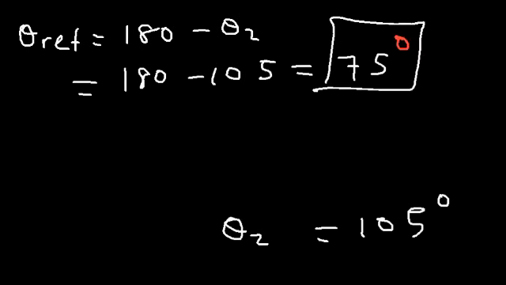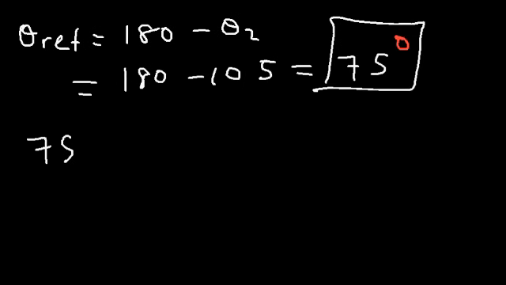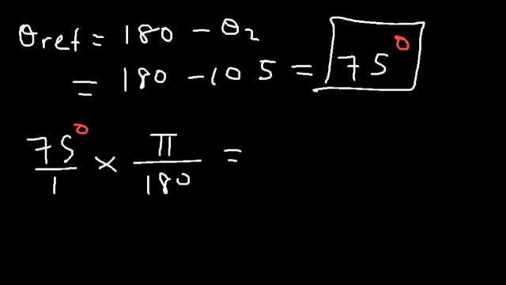Because the original angle was in radians, chances are that the reference angle should be in radians as well. So let's convert 75 degrees back into radians. So this time, we're going to multiply by pi divided by 180. 75 is basically 5 times 15.